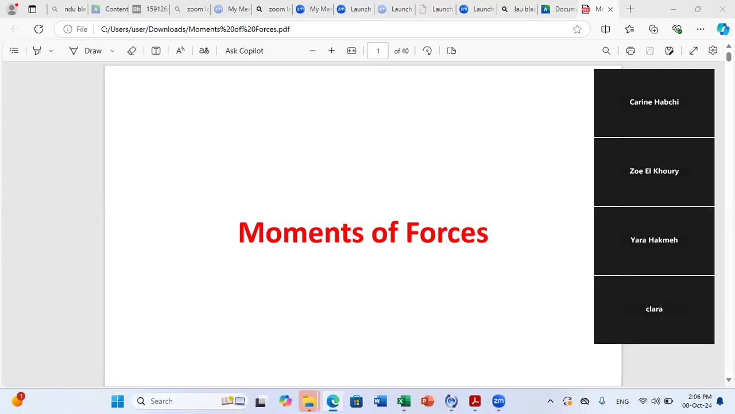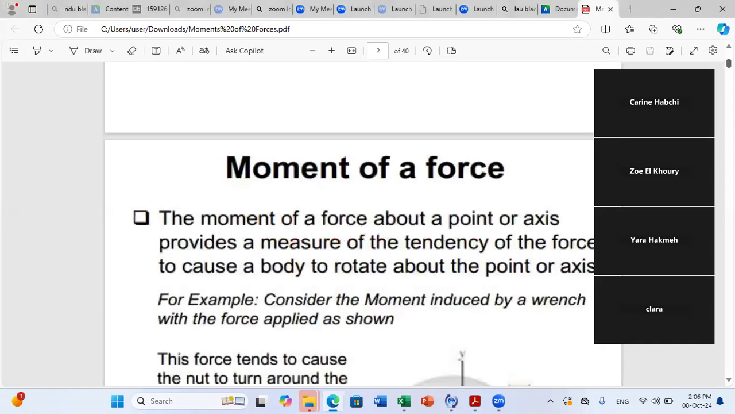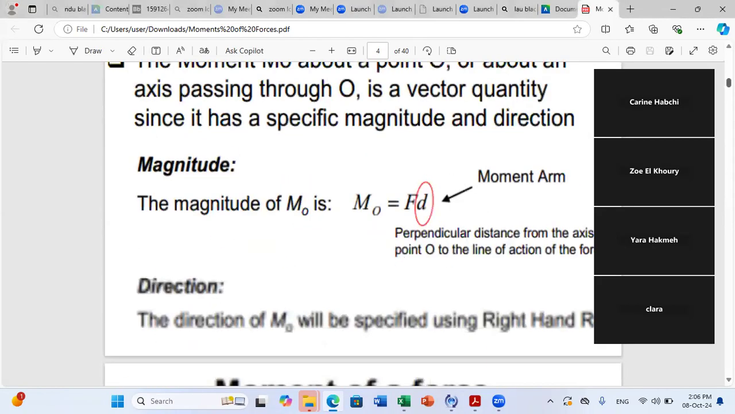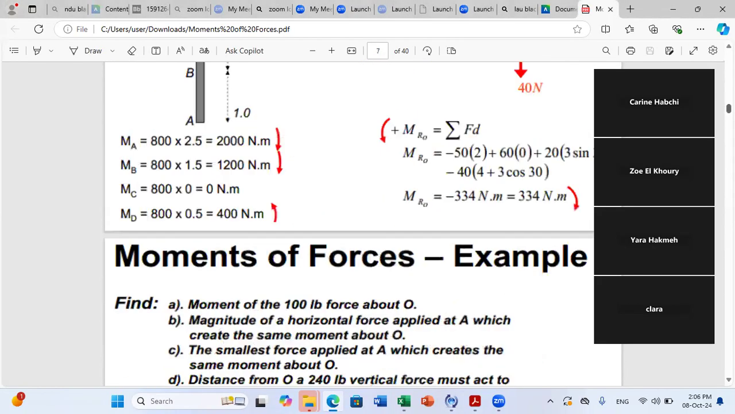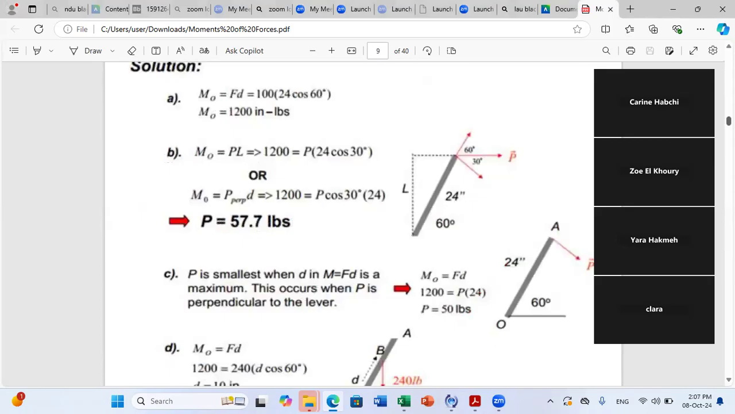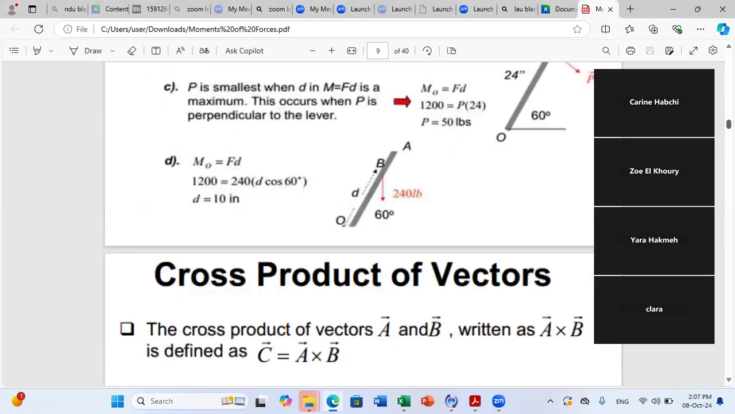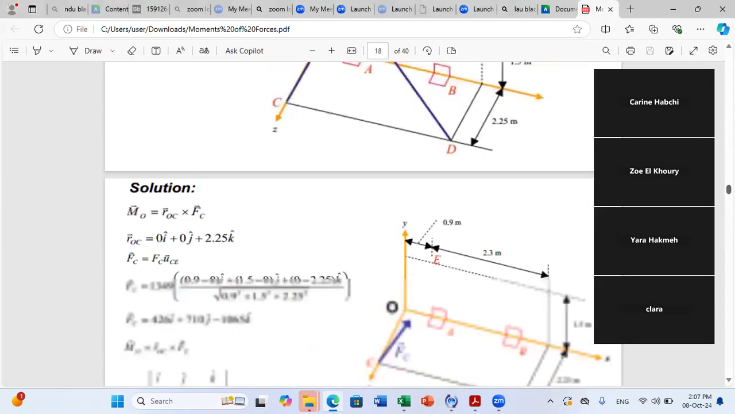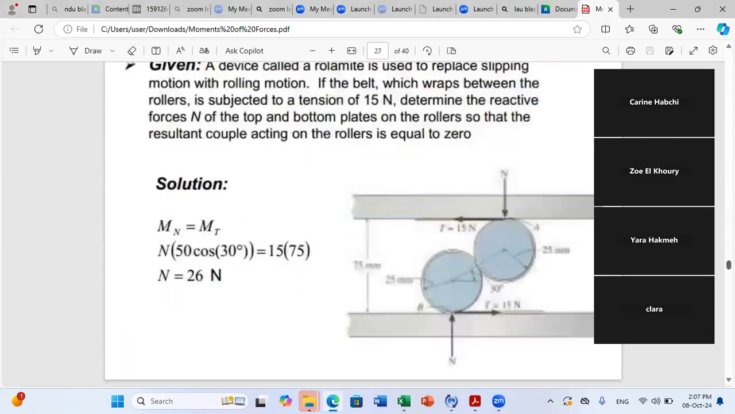Okay, so we will start first with your question about equivalent systems. The idea of equivalent systems is that you can replace several forces and several moments by one force, one moment, or in some cases, one force. The idea is the following.